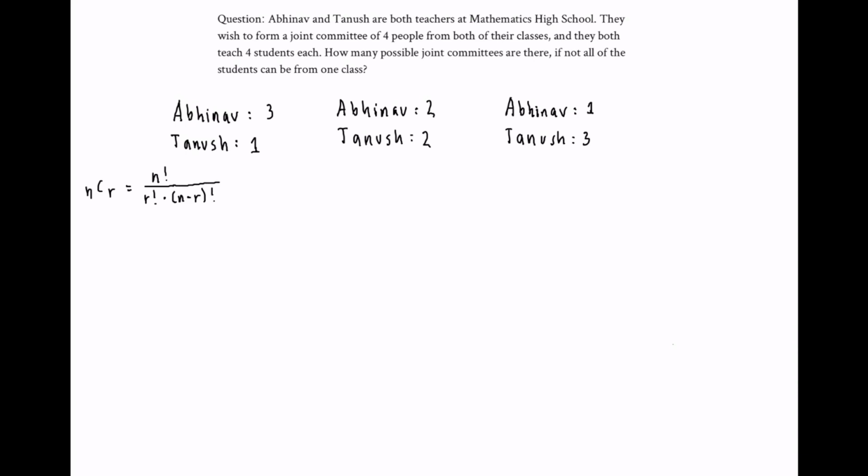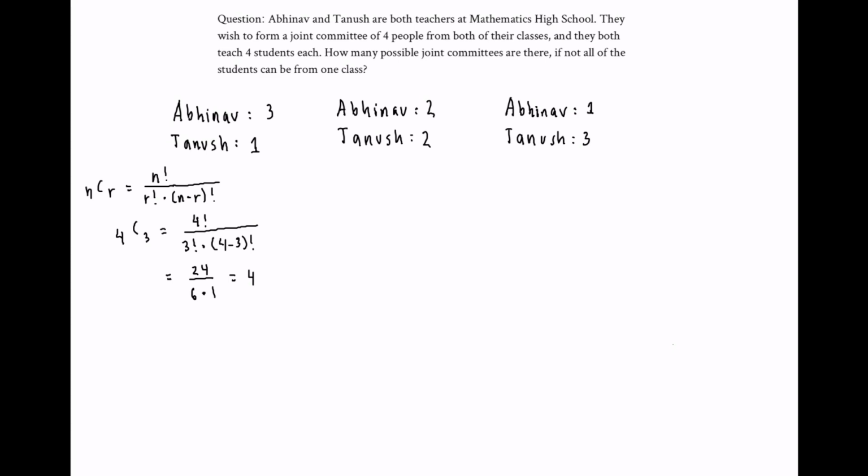In this case, n becomes 4 as we were picking from a total of 4 people, and r becomes 3 because we're trying to choose 3 of those 4 people, which is equal to 4 factorial over 3 factorial times 4 minus 3 factorial. After simplifying, we get 24 over 6 times 1, which is equal to 4.